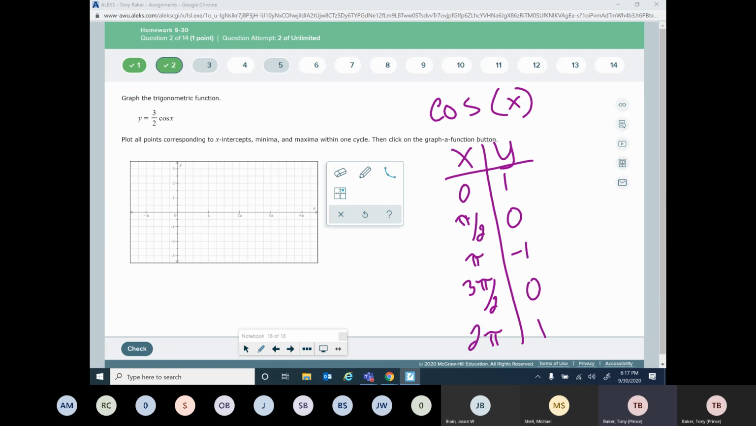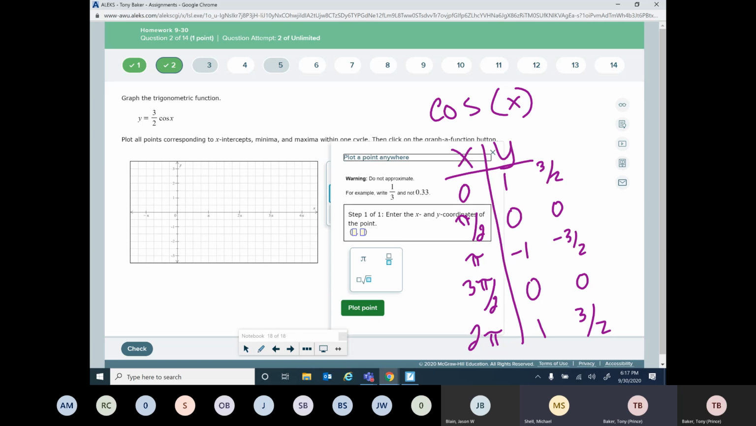And now in this one, my y's are multiplied by 3 over 2. So that's 3 over 2, 0, -3 over 2, 0, and 3 over 2. I would write down the parent functions for these because they're going to be helpful for almost all the topics we're doing tonight. We're going to be using those parent functions.